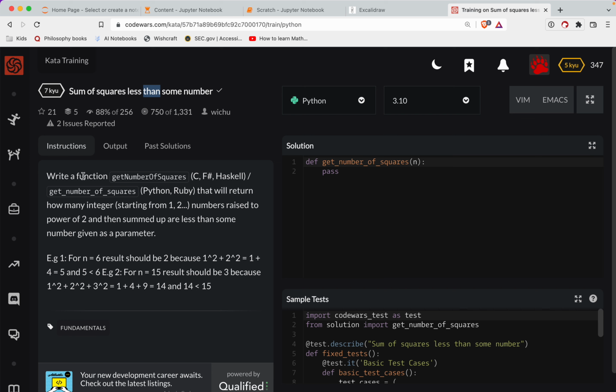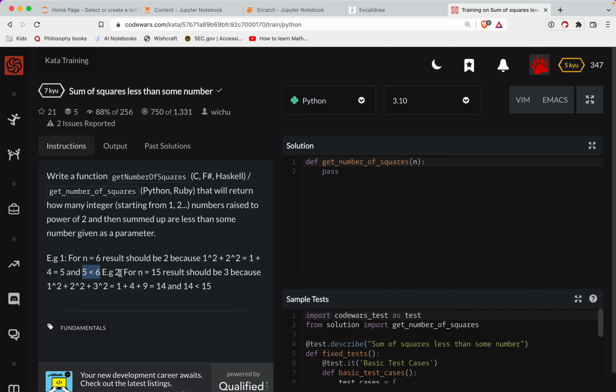So we're going to write a function, get number of squares, that will return how many integer numbers raised to the power of 2 and then summed up are less than some given number as a parameter. For example, if the number given is 6, then the result is 2, because 1 squared plus 2 squared is 5, and 5 is less than 6, and that's where you would stop.